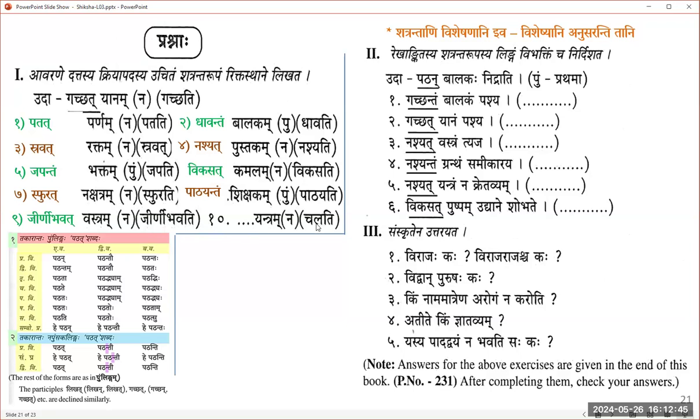Last one. Chalati. Dash Yantram. Chalat Yantram. Well done. Okay. And next we have Shatrantani Visheshanani Iva Visheshyani Anusaranti Tani. So Shatrantas are like Visheshanas and they track the Visheshya. That's what I have said there, which they had taught us in the lesson, but I am remembering for us. So we have to take the underlined Shatranta Rupa and identify the Linga and the Vibhakti.